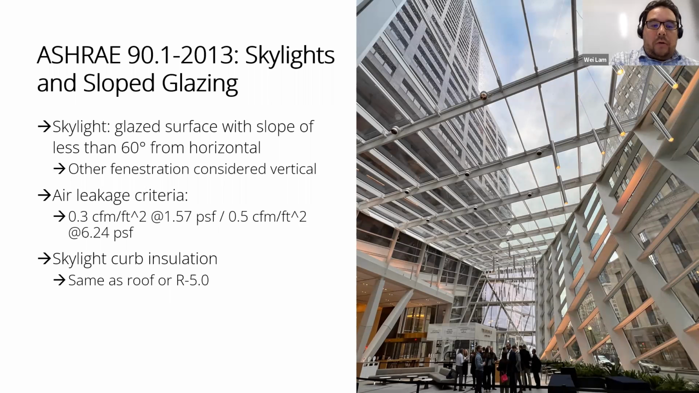ASHRAE 90.1 also requires skylight curb insulation to match the roof insulation or R5, whichever is less. So in retrofits, which we'll talk about, or repairs, you're often required for substantial work to improve the curb or insulate the curbs as part of skylight replacement.